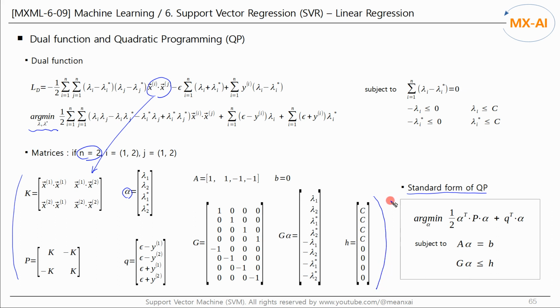If you input these matrices into the standard form of QP, you can easily check that it is identical to the dual function above. Using this standard form of QP, the solution can be easily obtained with the CVXOPT library. Lambda and lambda star are the solutions to this problem. Then we can find W using lambda and lambda star.